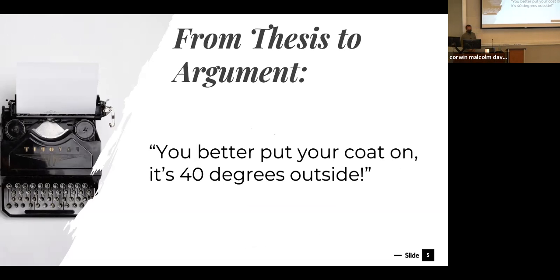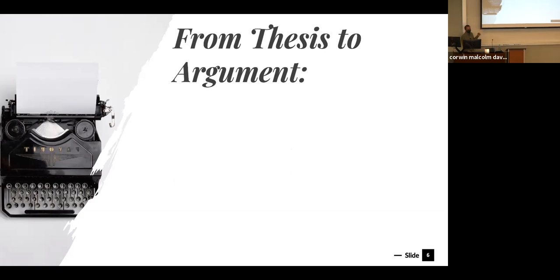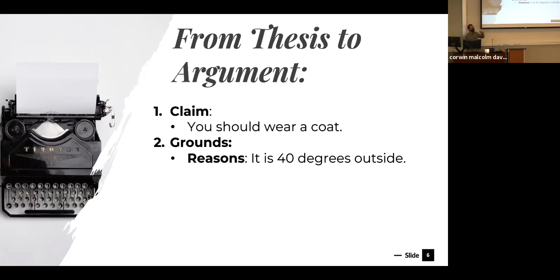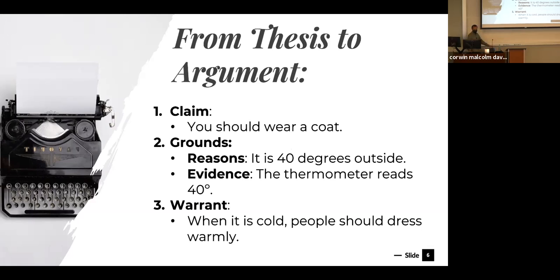An example: you better put your coat on, it's 40 degrees outside, right? We have a claim. You need to wear a coat. We have grounds. It's 40 degrees outside. What's the evidence for that? The thermostat. What's the warrant? Why should it matter? When it's cold, people should dress warmly.